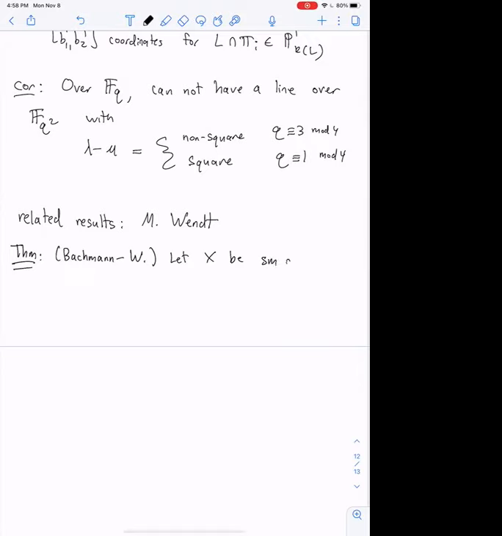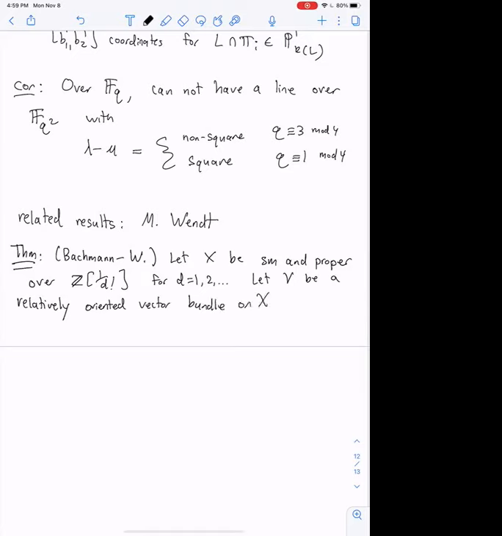Let X be smooth and proper over Z adjoin 1 over D factorial for some D, could be 1. And let V be a relatively oriented vector bundle on X, with the dimension the same as the rank, so that our Euler number lives in the GW that we were considering before. Then the Euler number is in the adjoin minus 1 to primes up to D, or numbers up to D, in GW of K. So in particular, for things defined over Z, the global counts have these minus ones and ones.